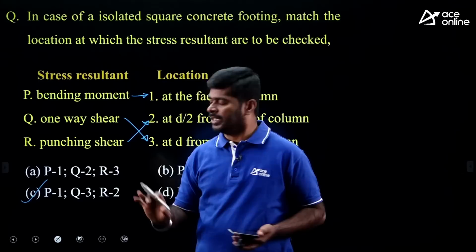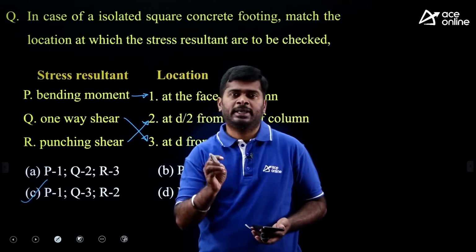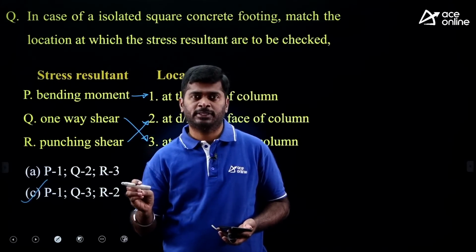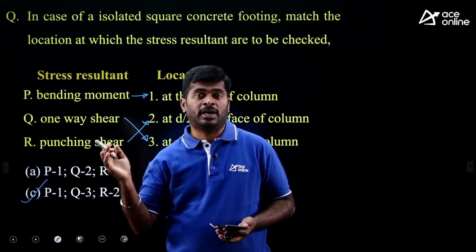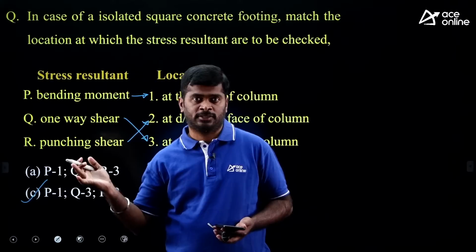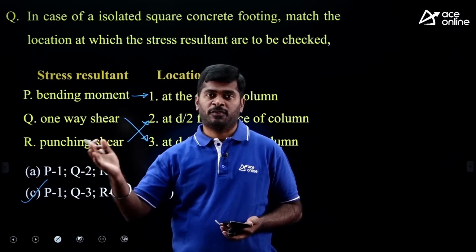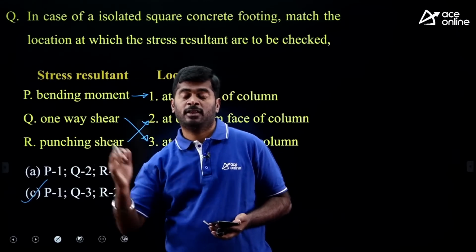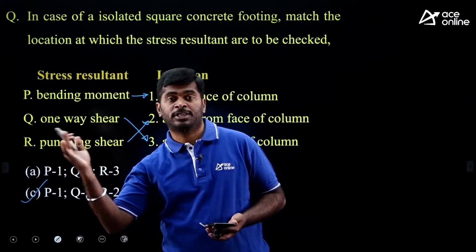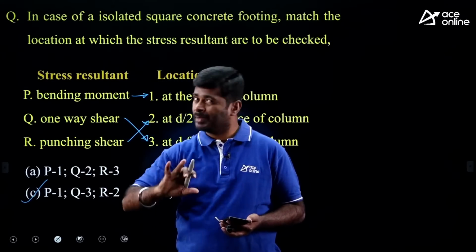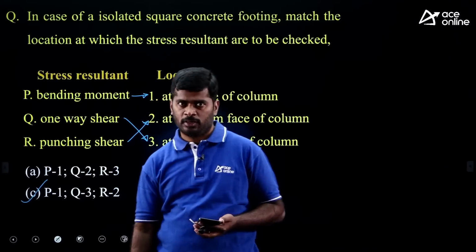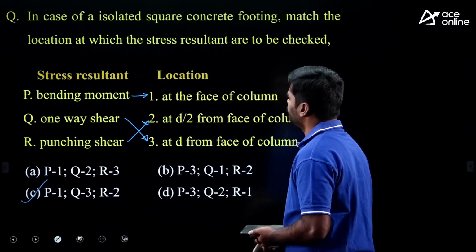Maybe I am going to expect any one only. The critical section for bending moment when footing supports an RC column lies at, options given: at the face of the column, at a distance D from the face of the column, at a distance D by 2 from the face of the column, at a distance D by 4 from the face of the column. Like that options you may expect, right. Okay. Next one.